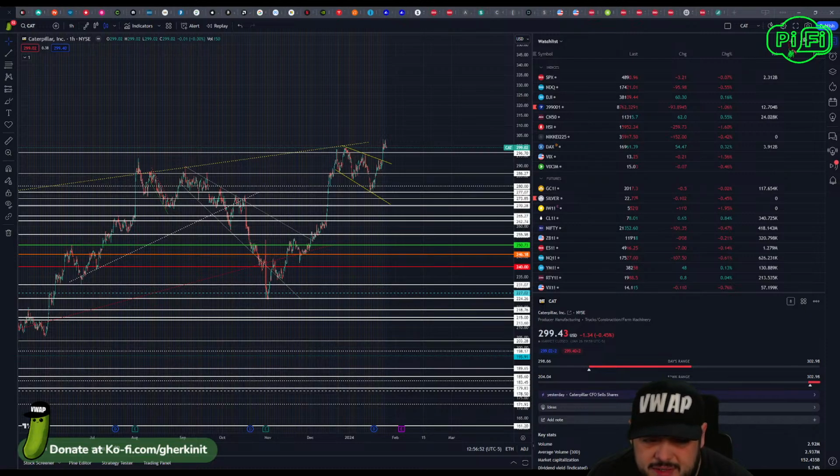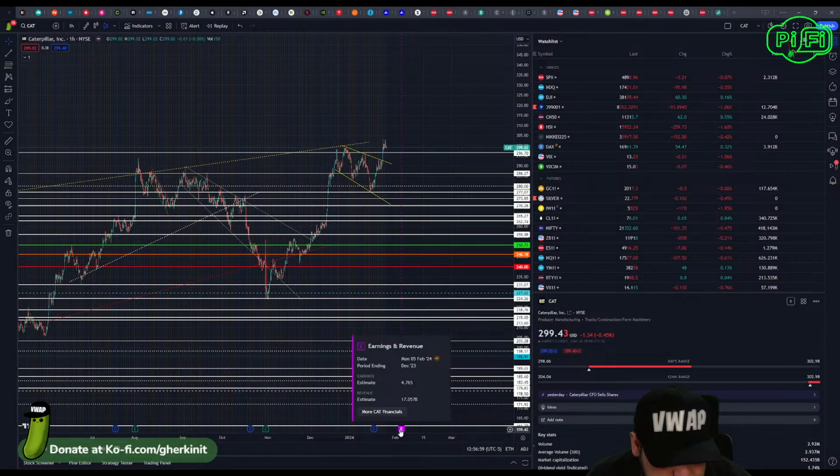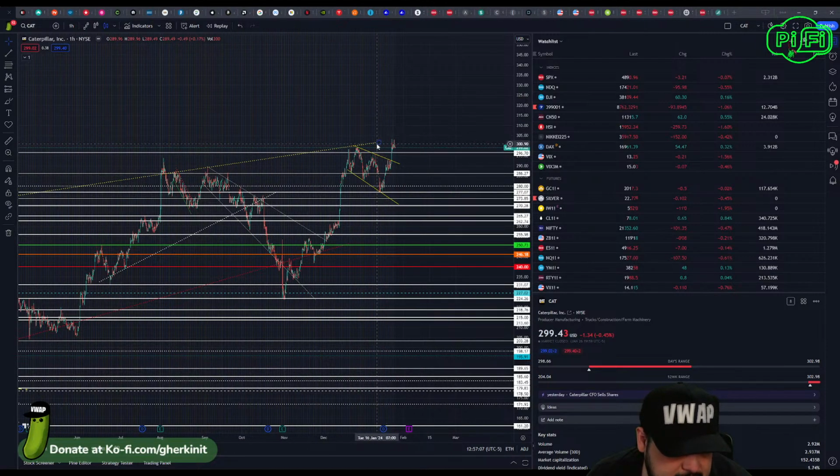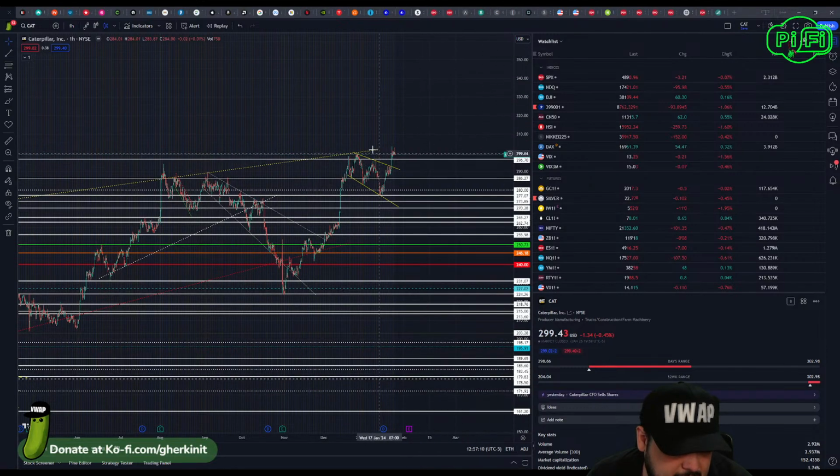Cat might be like a good opportunity for selling covered calls if they don't have earnings this week, which I don't think they do. So there might be an opportunity for selling out of the money covered calls on Caterpillar since there's no earnings this week, and scalping some of that IV increase as it approaches earnings.